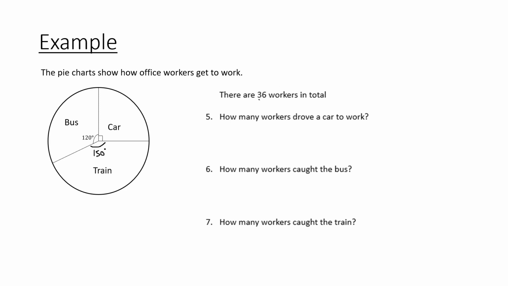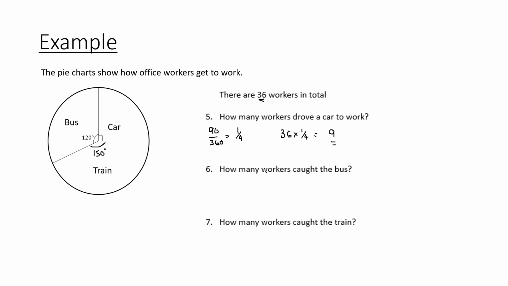So there are 36 workers in total. How many workers drove a car to work? So remember that the workers are 90 degrees. So 90 degrees divided by 360 is a quarter. Okay, so then what we do, 36 multiplied by a quarter, meaning that 9 office workers drove to work. So the answer would be 9.